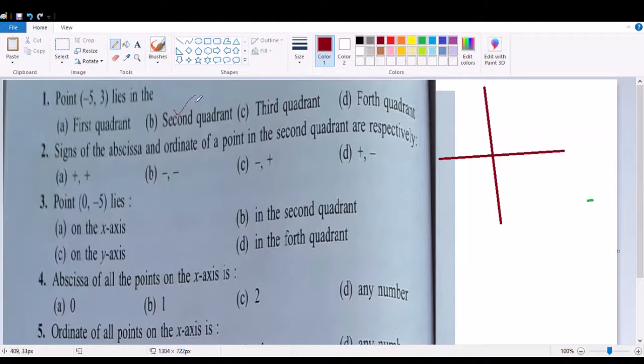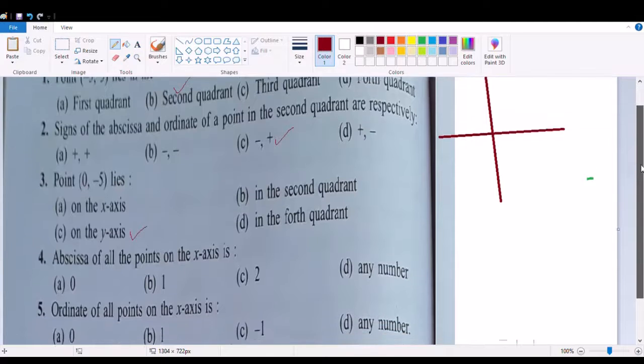Then the signs of abscissa and ordinate of a point in the second quadrant are respectively. Second quadrant means here x is negative and y is positive. So our answer is C. Okay. Then the point (0, -5) lies. (0, -5) means what? The x-coordinate is 0, that is, no x is there. So it lies on where? It lies on the y-axis. Okay. Then we will move to the next one.